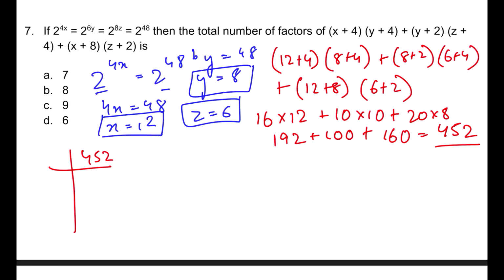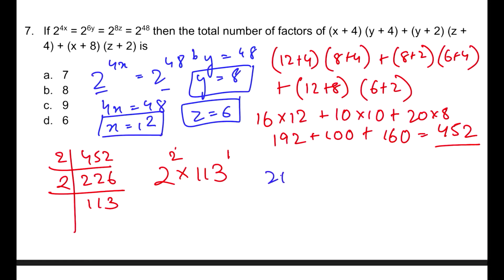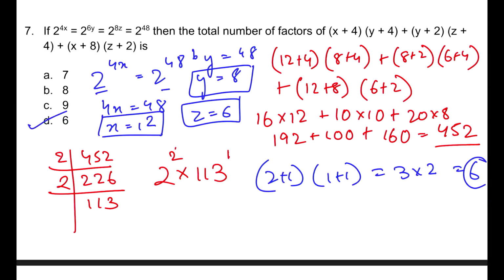So if you do the prime factorization, you would get some value. Like if I divide it by 2, I get a 2 here, I get a 2 here, and I get a 6 here, then again by 2 gives me 113. And I know that 113 is a prime number, so my prime factorization becomes 2 to the power 2 into 113. Now once we have done the prime factorization, we have powers: the power of this prime number is 1 and the power of this prime number is 2. So to find the total number of factors I have to do 2 plus 1 into 1 plus 1, and that will be 3 into 2, that is equals to 6. So ultimately the answer is 6, option D.